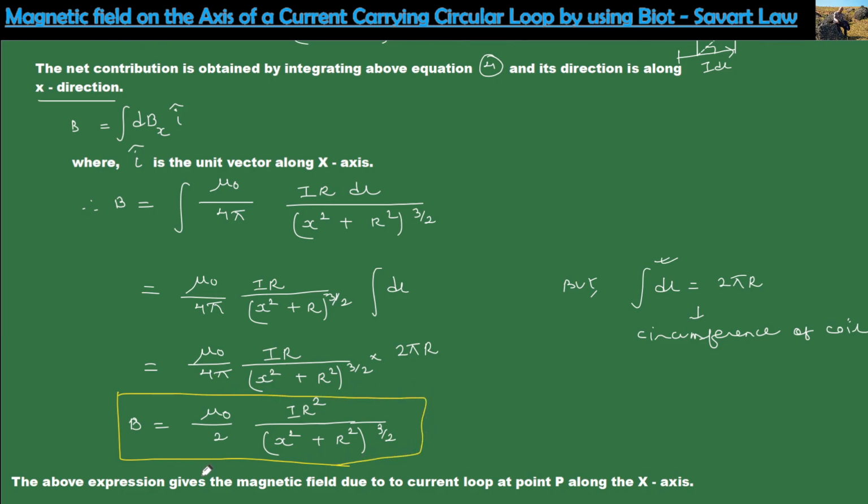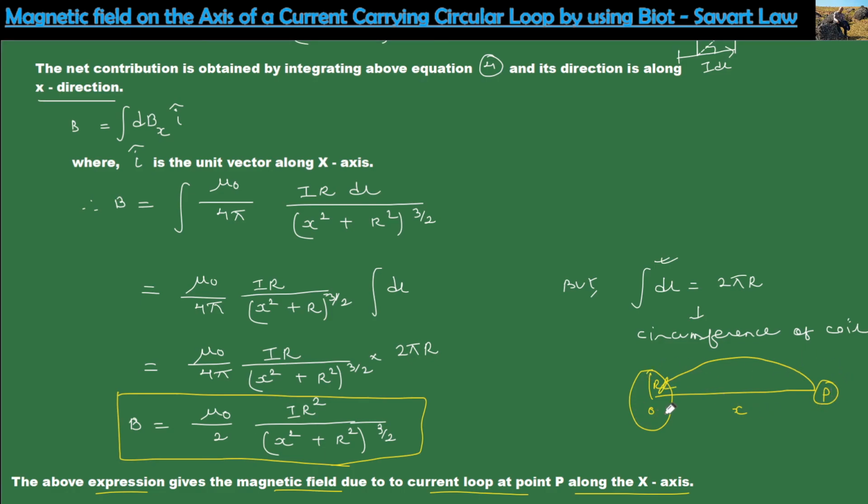So this will be the expression of the magnetic field due to the current loop at the point P along the x-axis. That means when you want to find the field along the x-axis. Now let us put another assumption. We have this coil and the point P is over here, at a distance x, and this is the center of the coil and this is the radius r. So let us consider this point P to be located where? Let this point P be located at the center.